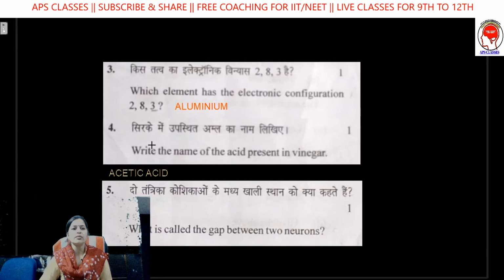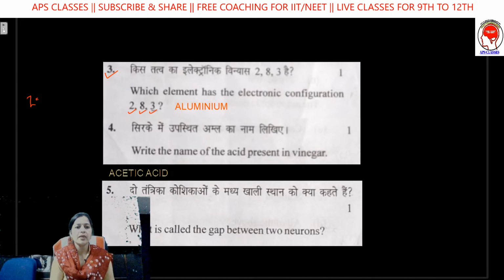Now shift to question number 3: which element has the electronic configuration 2,8,3? कौन सा ऐसा तत्व है जिसका इलेक्ट्रॉनिक विन्यास 2,8,3 है? तो aluminium is the element which has the electronic configuration 2,8,3.